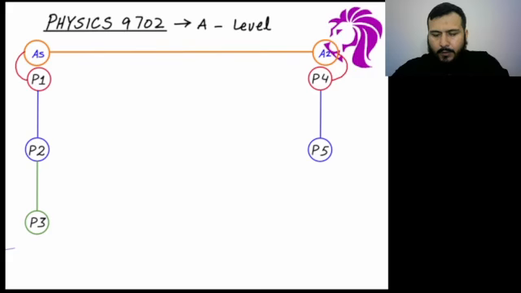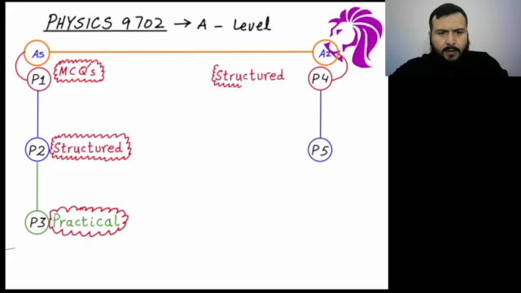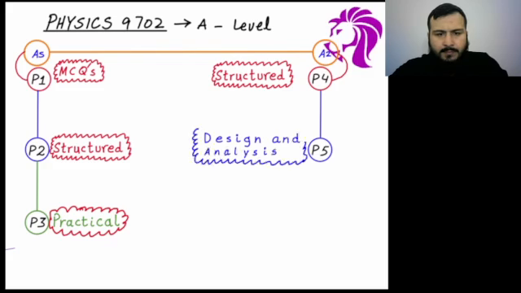If I look further into these papers, you will find that paper 1 is MCQs, just like you had in your IGCSEs, or if you have, you must have gone for extended level, right? So it's paper 2 in IGCSEs, the multiple choice. Paper 2 at A levels is structured questions. Yes, it's structured questions. You have to write answers. Paper 3 is a practical paper.